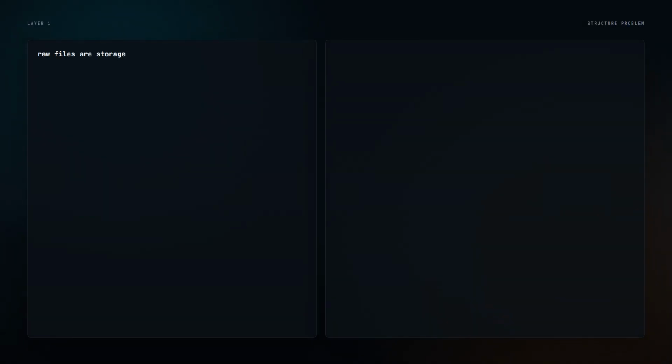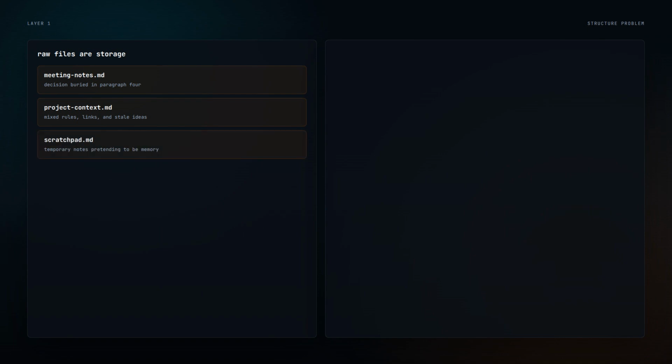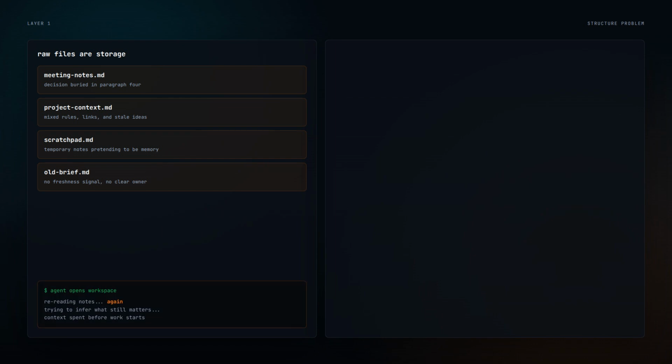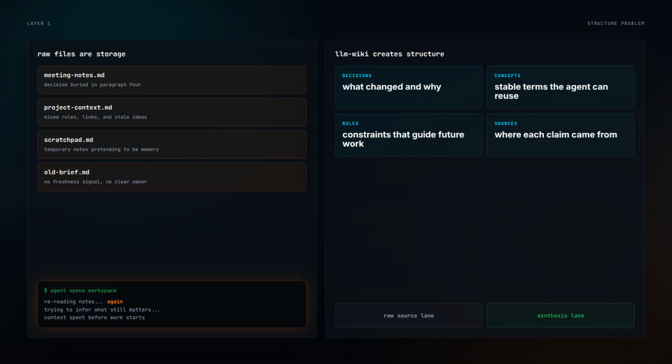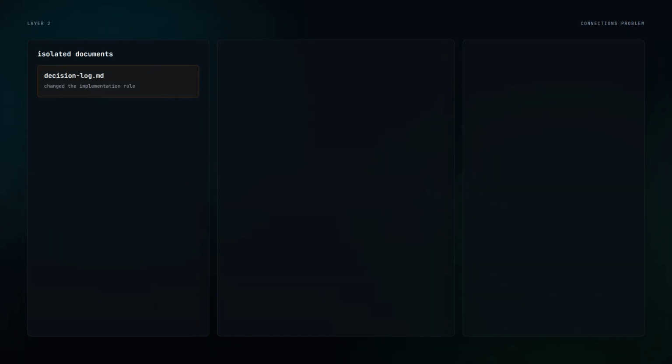Start with structure. Raw Markdown files are not memory. They are storage. The problem is that your agent has to rediscover what each note means every time it opens the workspace. llm-wiki fixes that by turning scattered project knowledge into a maintained wiki. Decisions, concepts, rules, sources, and summaries. The important part is not that it is Markdown. The important part is that the LLM helps keep the knowledge surface organized enough for the next agent run to use.